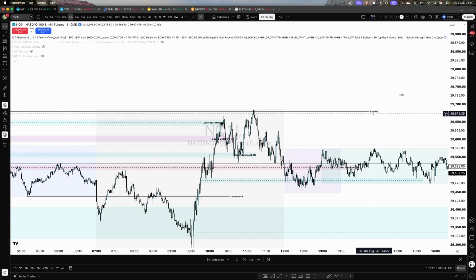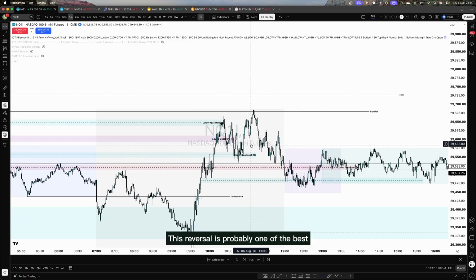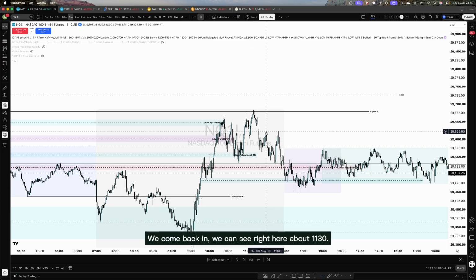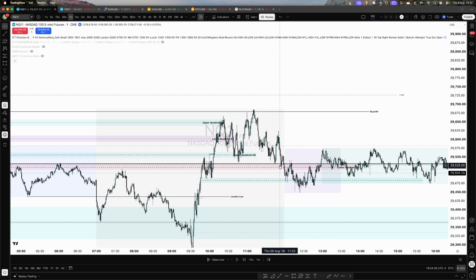Okay, this reversal is probably one of the best A+ setups you can get because we have failure swing highs, and just right here before we take buy side liquidity, we get a turtle soup. We come back in. We can see right here about 11:30. We can come back and target sell side.